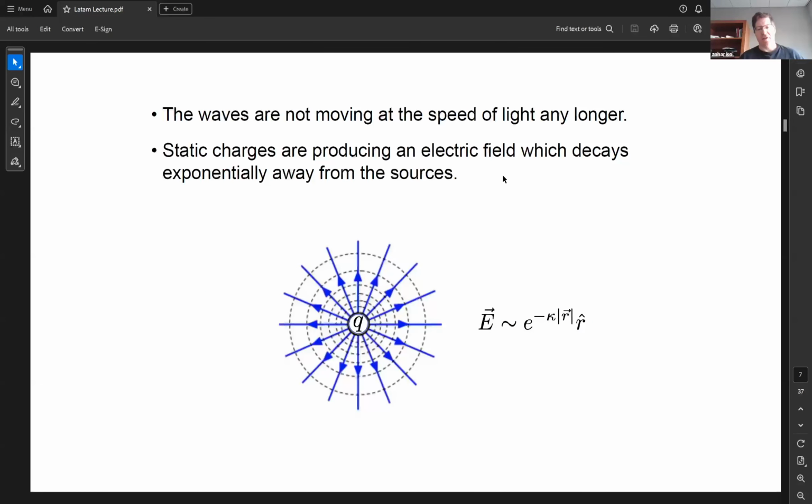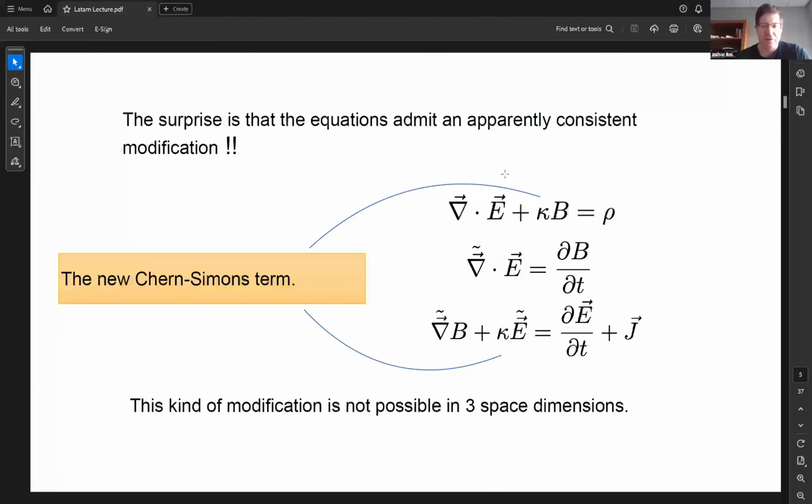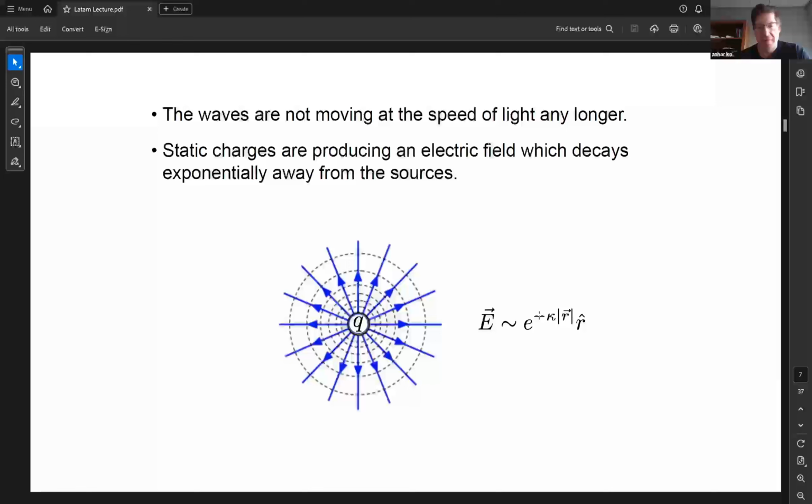So let's try to understand the phenomenology of these Maxwell equations. Let's call them Chern-Simons Maxwell equations, just to be concrete. It's a very simple exercise you could do on your own, obviously. These are linear differential equations. You can solve them on your own, but I'm just going to tell you the answers.